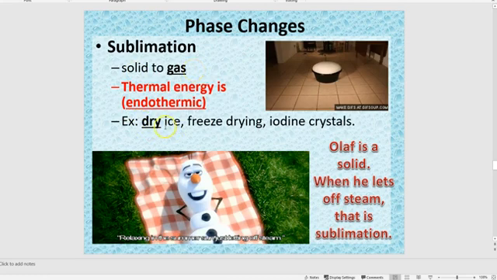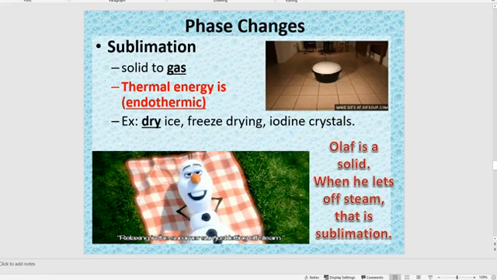Dry ice is one of the best examples that we can talk about that is endothermic and sublimation. If you've ever been to a concert, or sometimes you go to church, and they'll have the fog machines, they usually put dry ice or material in there that will produce a fog on stage, and it will leave behind very little liquid as the ice melts. So the ice was a solid, it's dry ice. And then when it melts, it skips the liquid phase and goes straight to gas, and you get this fog. Also, freeze-drying objects and iodine crystals are a good example of sublimation.